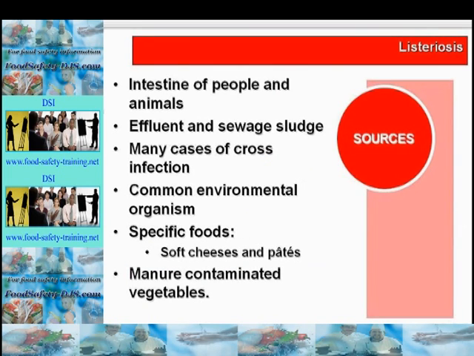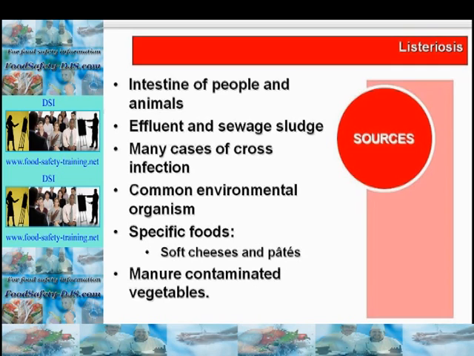Sources of this bacteria include the intestines and feces of humans and animals, effluent and sewage sludge. There are many cases of cross-infection. It's a common environmental organism. Specific foods most susceptible are soft cheeses and pate, especially if they're made with unpasteurized milk, or if the pate is not cooked to high enough temperature to kill the bacteria.